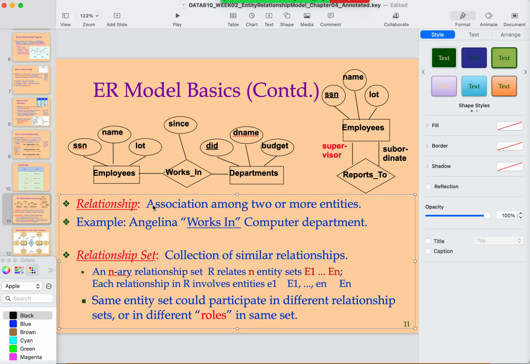So the relationship is an association amongst 2 or more entities. For example, Angelina works in a computer department. A set of relationships will be a collection of similar relationships. The way we have a set of entities that's a collection of similar entities, we had a collection of employee entities. In this case, we have a collection of relationships.